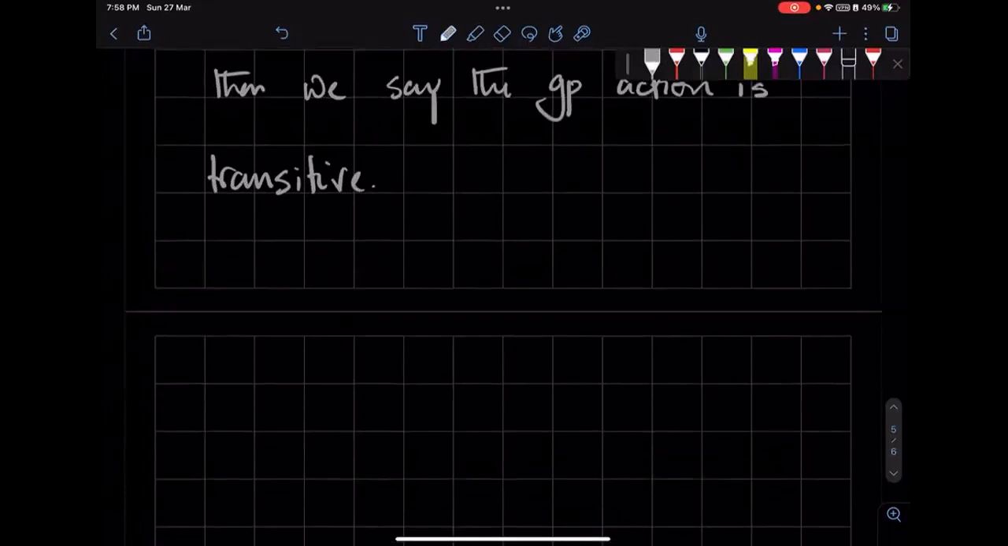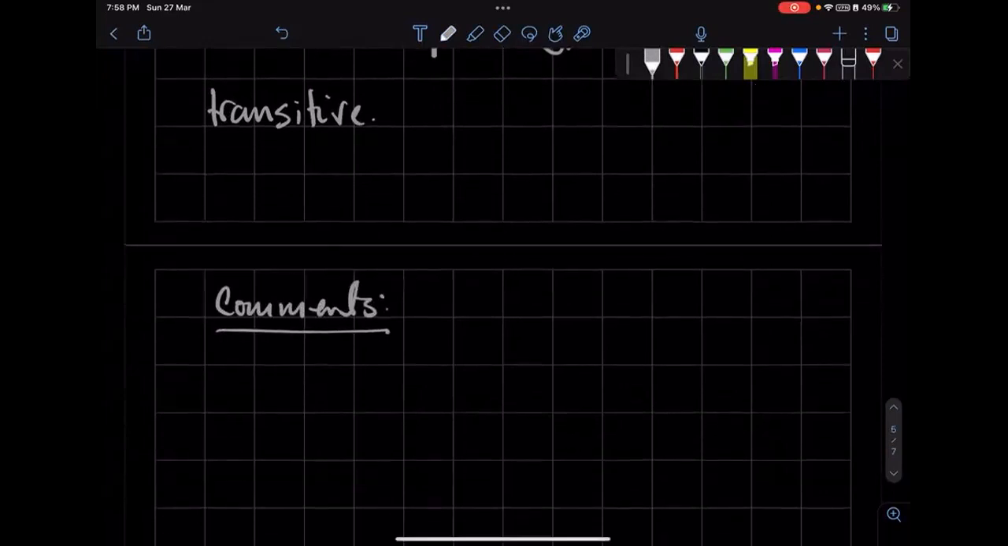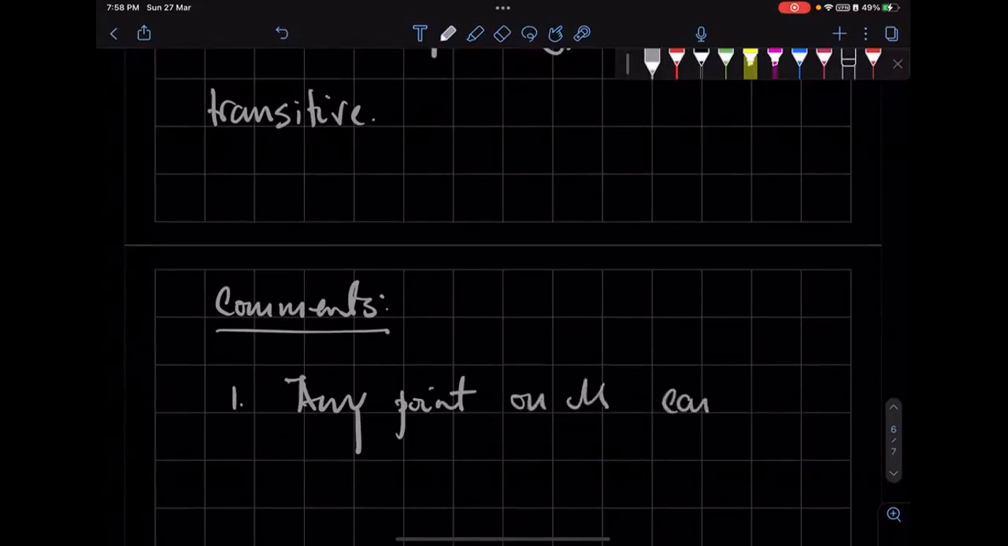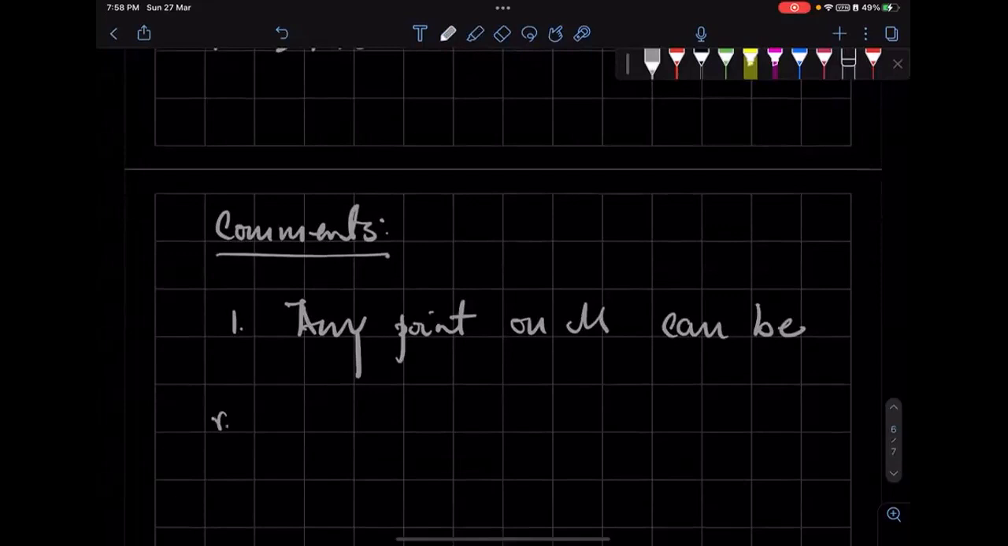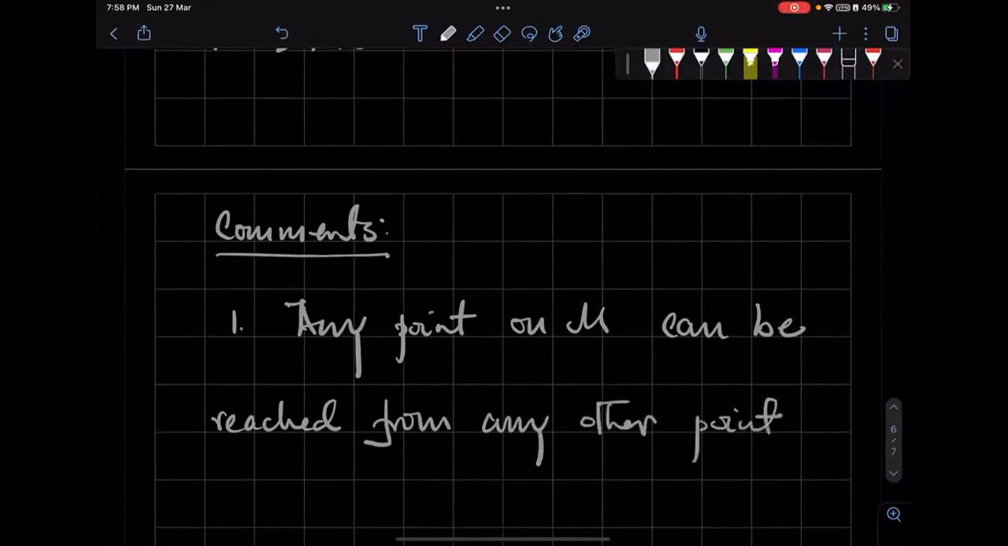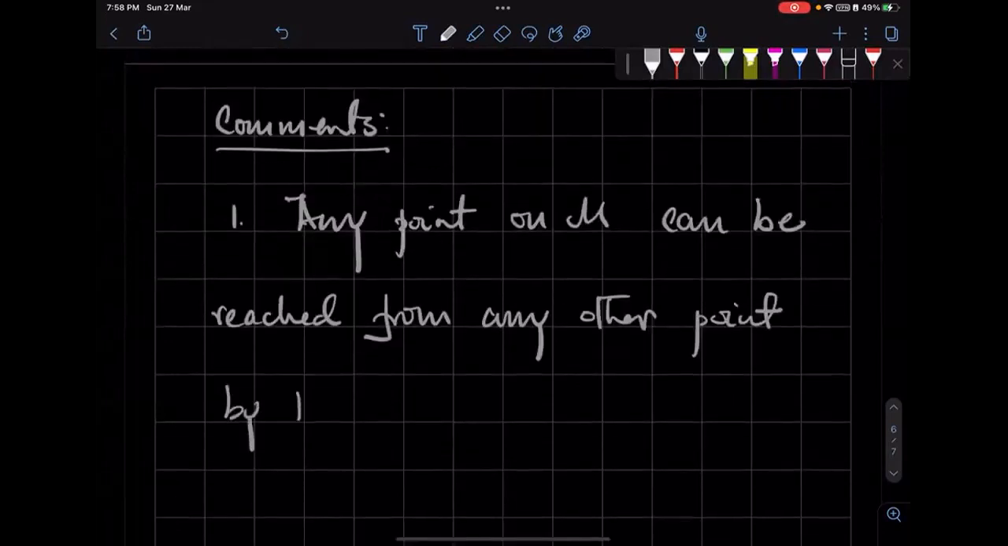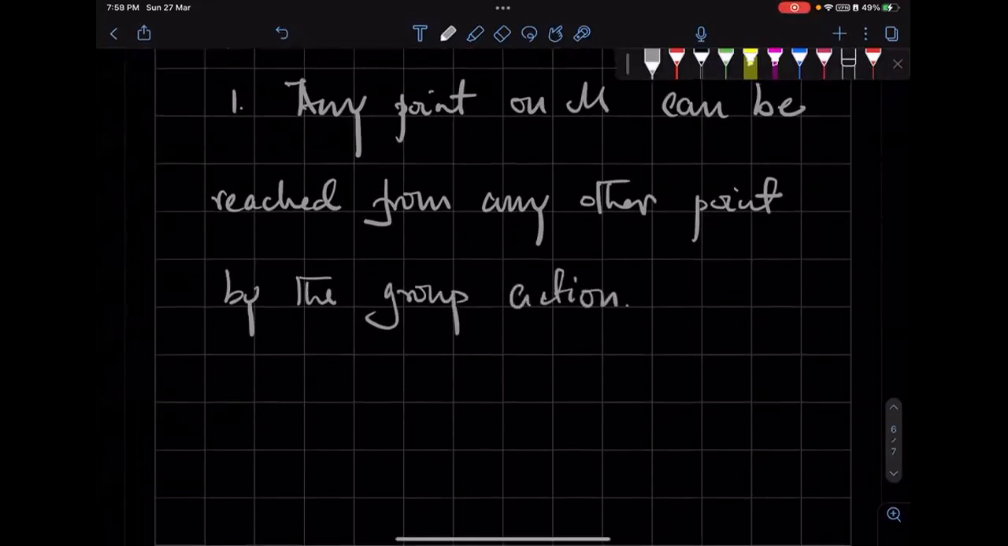Let's just discuss some examples. So first, let me write the comments. What it means is that any point on M can be reached from any other point by the group action. So can you give me an example of a group action that is transitive?